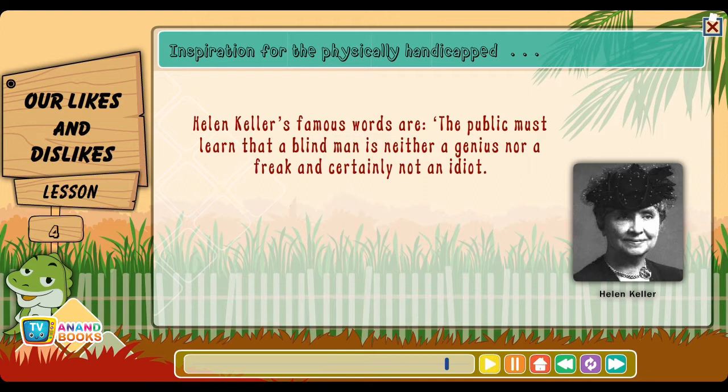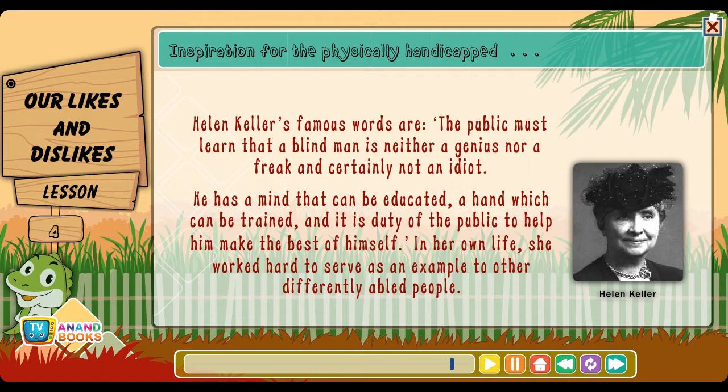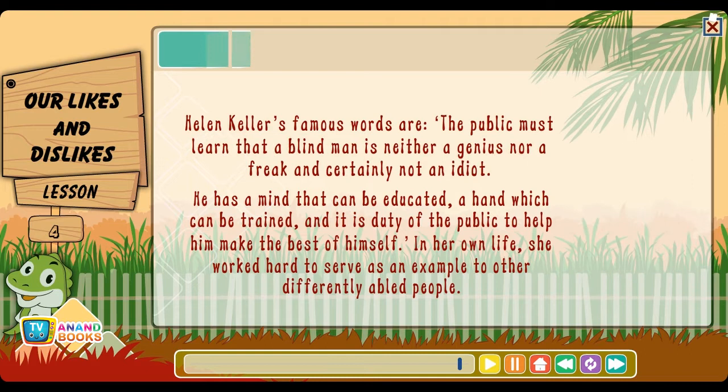Helen Keller's famous words are, "The public must learn that a blind man is neither a genius nor a freak, and certainly not an idiot. He has a mind that can be educated, a hand which can be trained, and it is the duty of the public to help him make the best of himself." In her own life, she worked hard to serve as an example to other differently abled people.